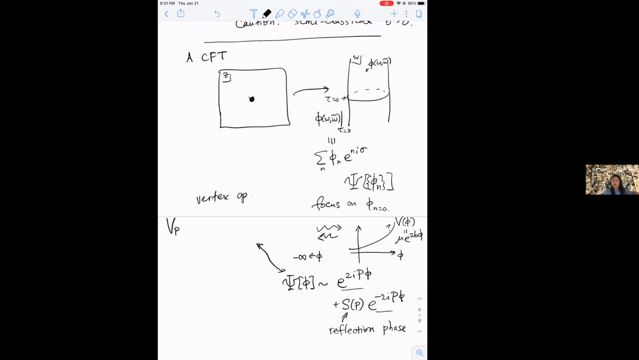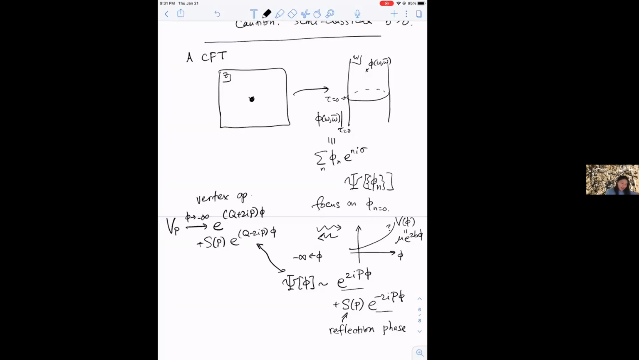First of all, that would only make sense in the asymptotic region anyway, because if phi is a finite value, then this theory is interacting, it could be strongly interacting, and you can no longer trust this kind of free field description of the vertex operator. But in the asymptotic region where phi goes to minus infinity, you can still use this description. You might think that this vertex operator is just e to the 2iP phi, but you have to remember that that kind of operator would not have real energy or conformal weight. In fact, the correct operator is the one I wrote down earlier, e to the (Q plus 2iP) phi plus the reflection phase times e to the (Q minus 2iP) phi.